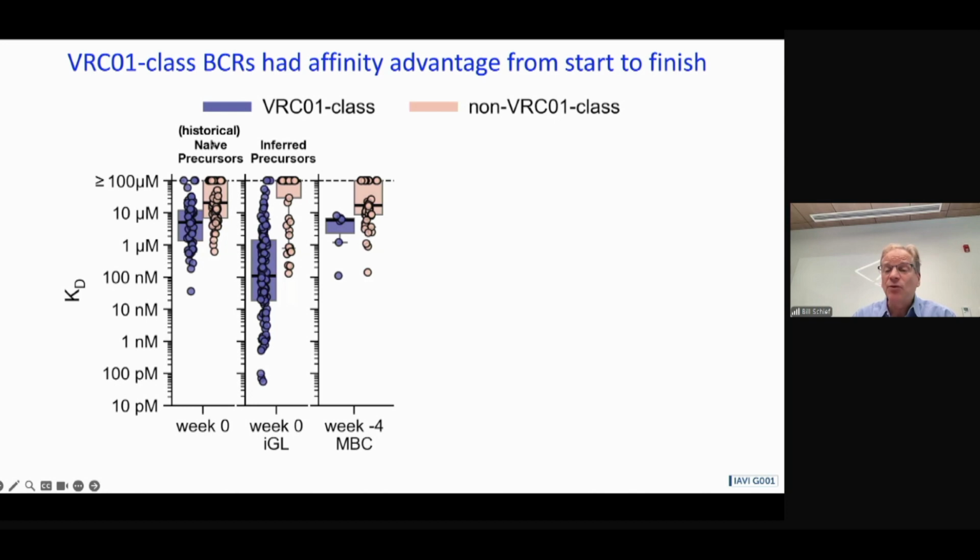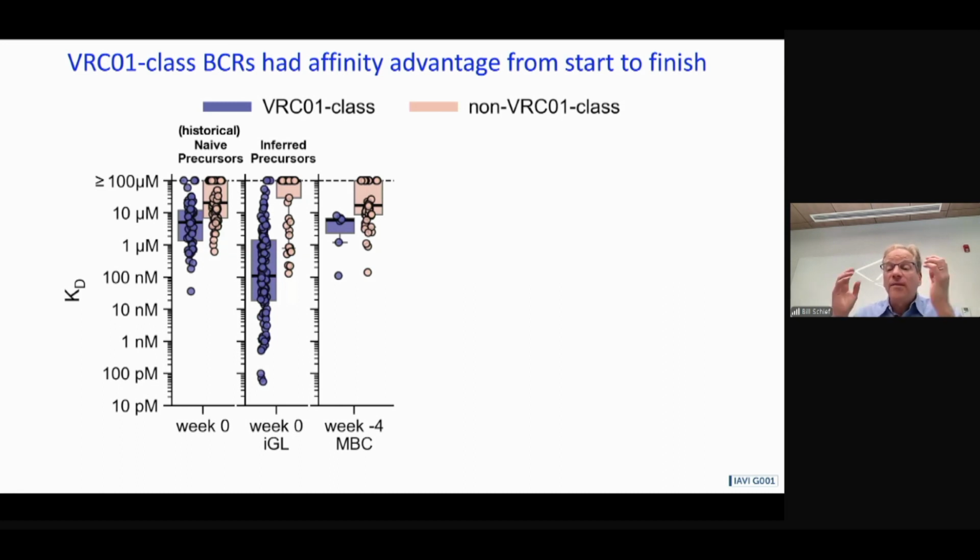We had historical data that we collected from Shane Crotty's lab. They sorted naive B cells and we made antibodies from them and measured affinities. We made VRC01 class precursors from naive B cells, not from people in this trial. They had a median affinity of about 6 micromolar, and non-VRC01 class had around 20 micromolar. But as I mentioned, in this trial, we recovered VRC01 class B cells post-vaccination.